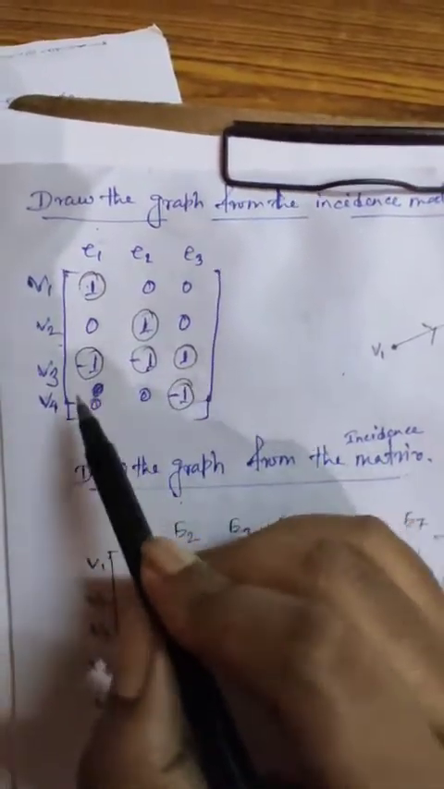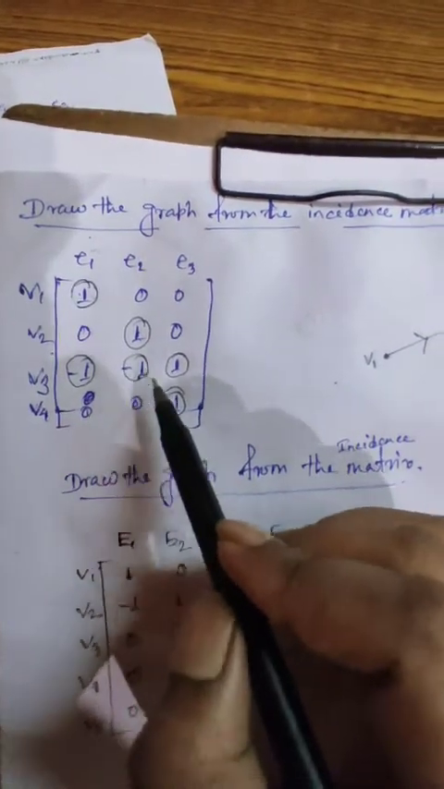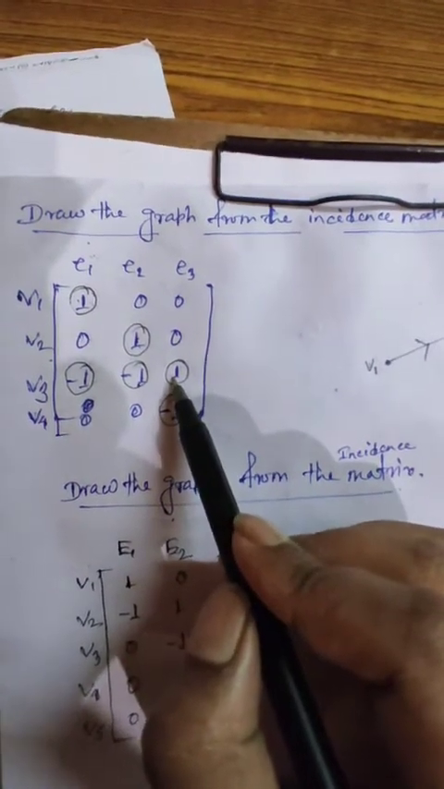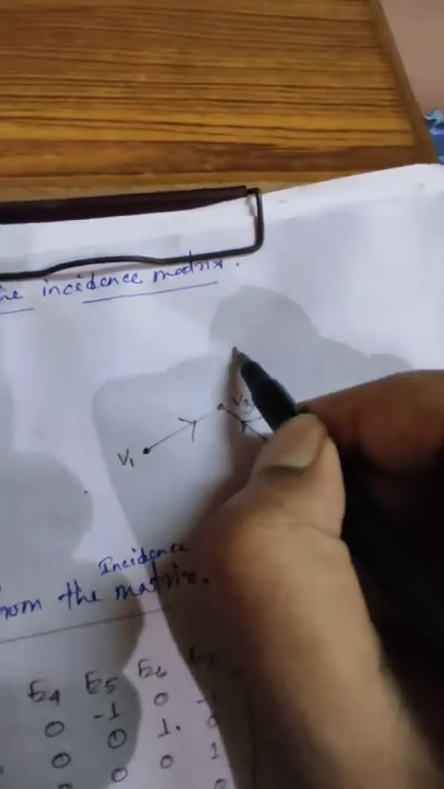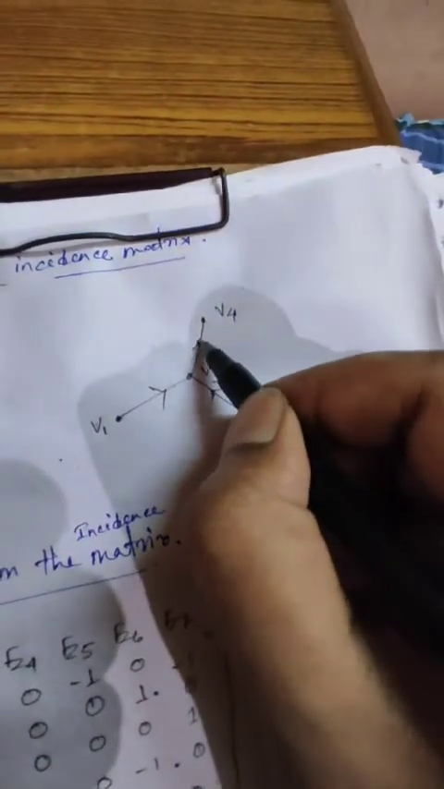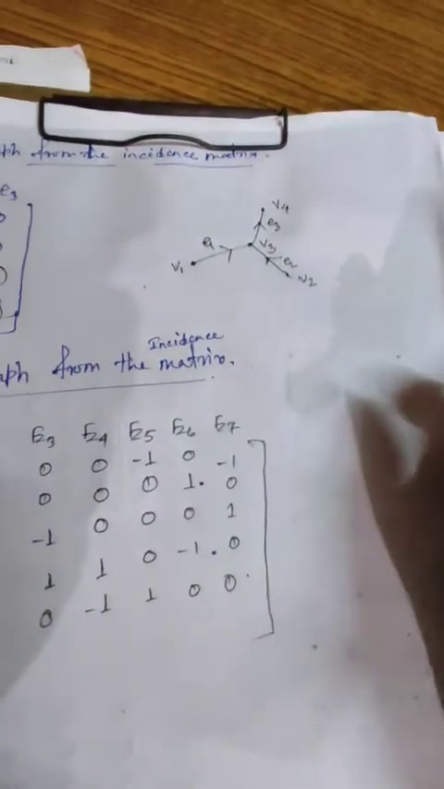And last, V3 and V4, that is 1 and -1 respectively, for E3. From here we can conclude that the edge E3 is incident with V3 and V4, where V3 is incident out in E3 and V4 is incident in. So if we plot the point V4, we can draw this, and the direction will be in this sense. I hope you understand. This is E1, this is E2, and this is E3.